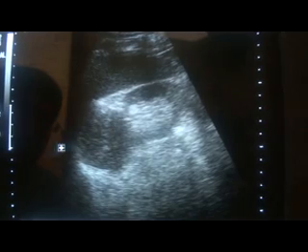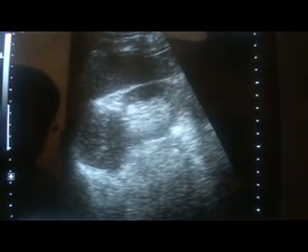Now here you see that it is continuous with the anterior surface of the right kidney.